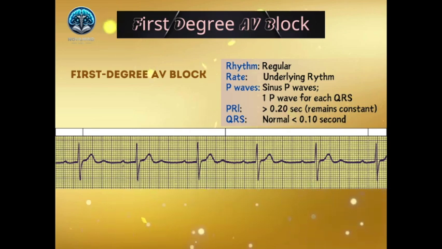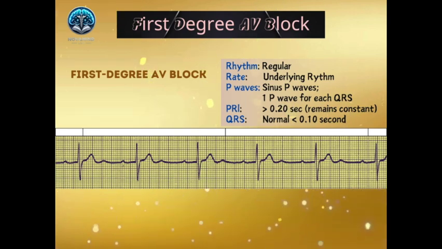The atrial and ventricular rhythms remain regular because despite the delay, each P wave is still conducted to the QRS, and your PR interval is constant. Thus, every P wave you see will be followed by a QRS complex, maintaining a consistent rhythm.